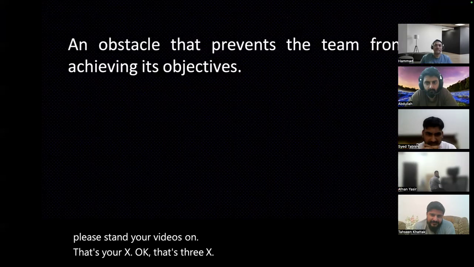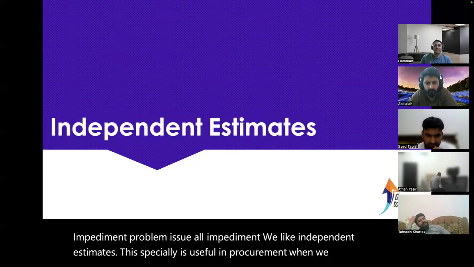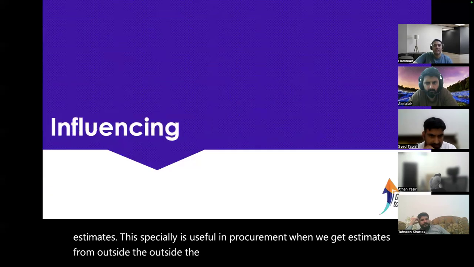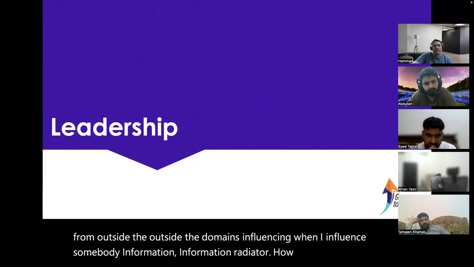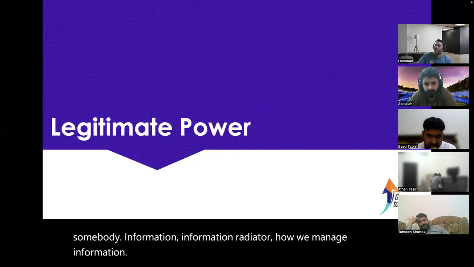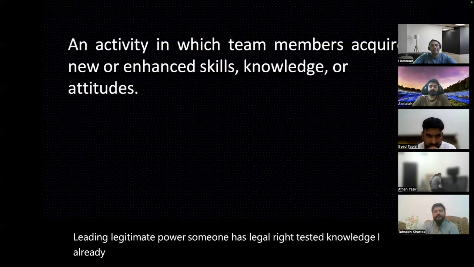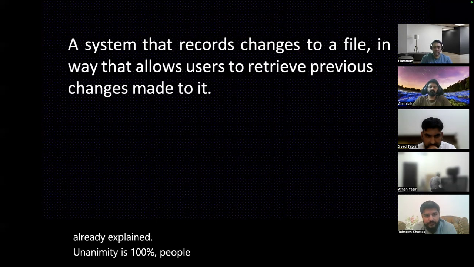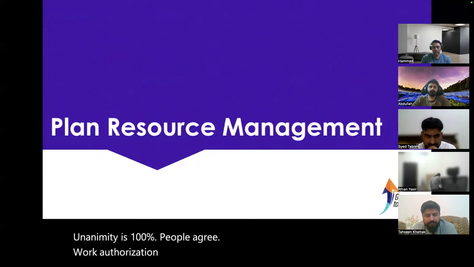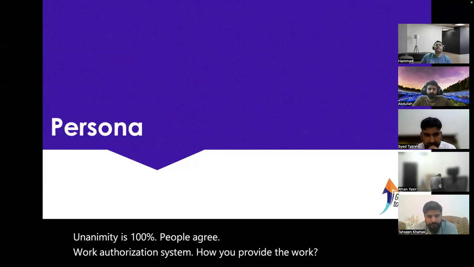Impediment, problem, issue, all impediment. Independent estimates, this especially is useful in procurement when we get estimates from outside the domains. Influencing, when I influence somebody. Information radiator, how we manage information. Leading. Legitimate power, someone has legal right. Tacit knowledge, I already explained. Unanimity is 100% people agree. Work authorization system, how you provide the work. Persona.